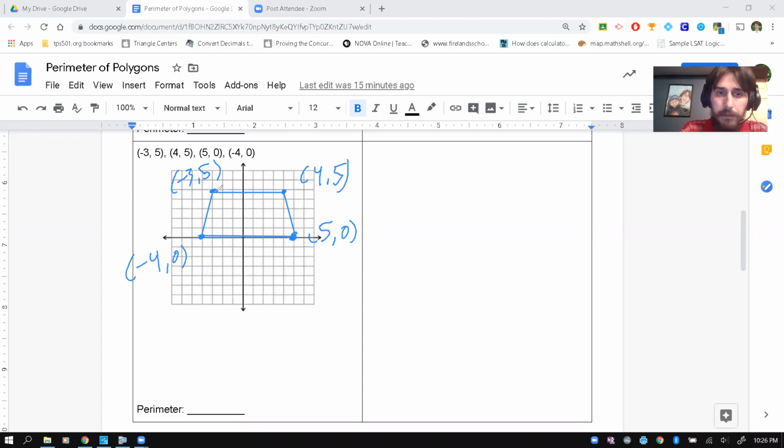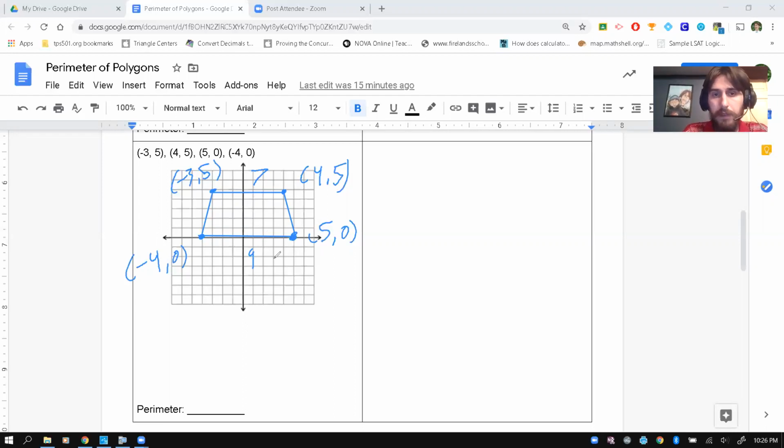For this problem, these 2 horizontal lines here, I can just count. From -3 to +4, I would go over 7. 1, 2, 3, 4, 5, 6, 7. From -4 to +5, I would go over 9. 1, 2, 3, 4, 5, 6, 7, 8, 9. So the only other thing I need to find the perimeter is to find these 2 sides.